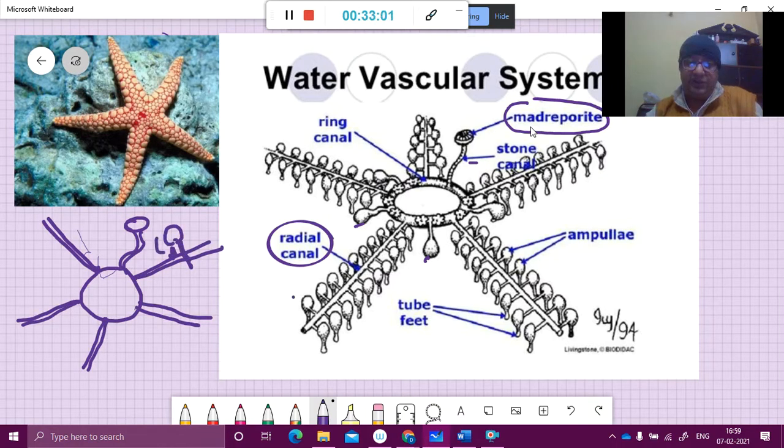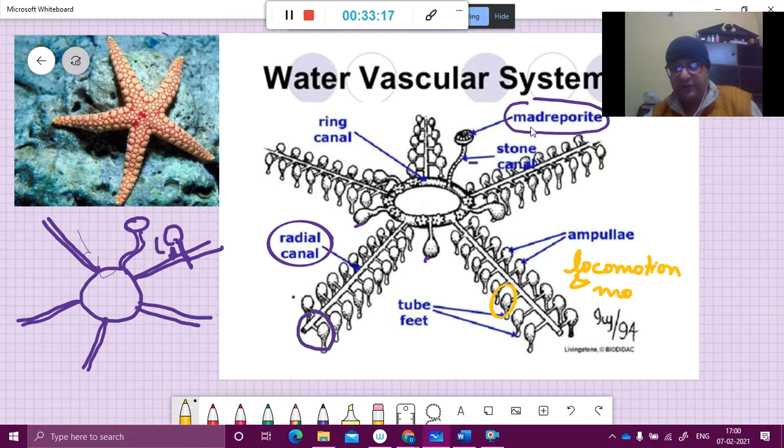So these structures coming out like tube feet. These are tube feet. You had seen the function of tube feet. They help in locomotion, in movement. So basically this is the water vascular system in echinoderms. I will send these two notes today: polymorphism in Siphonophora and water vascular system in echinoderms.